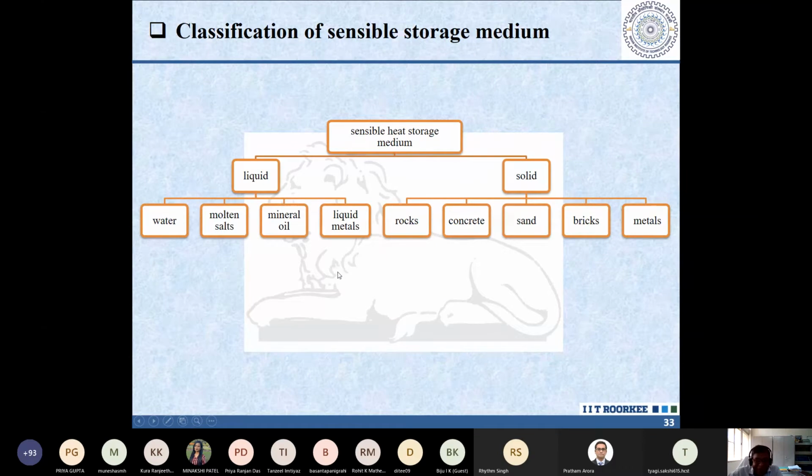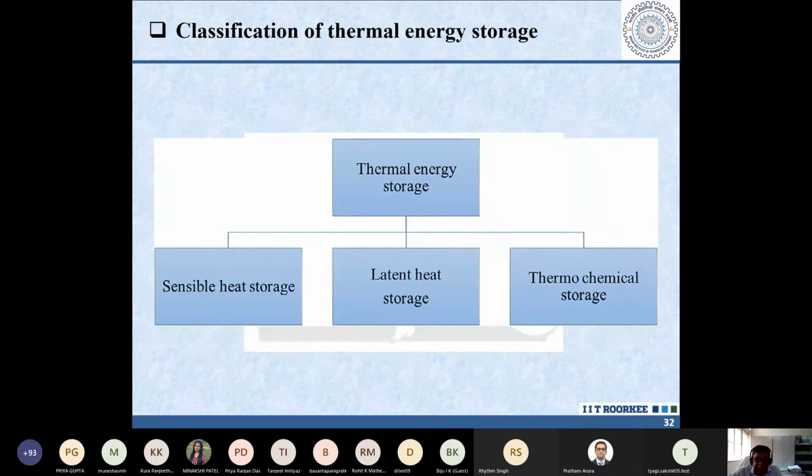Let me complete this. So I'm telling you about the classification: we have different types of thermal energy storage. At least I'm in a hurry on this part, but you can take advantage of these notes. There is a lot of research area in this particular component of the solar thermal energy system, that is the thermal energy storage. In this, there are two types: sensible heat storage and latent heat, the phase change material, PCM.